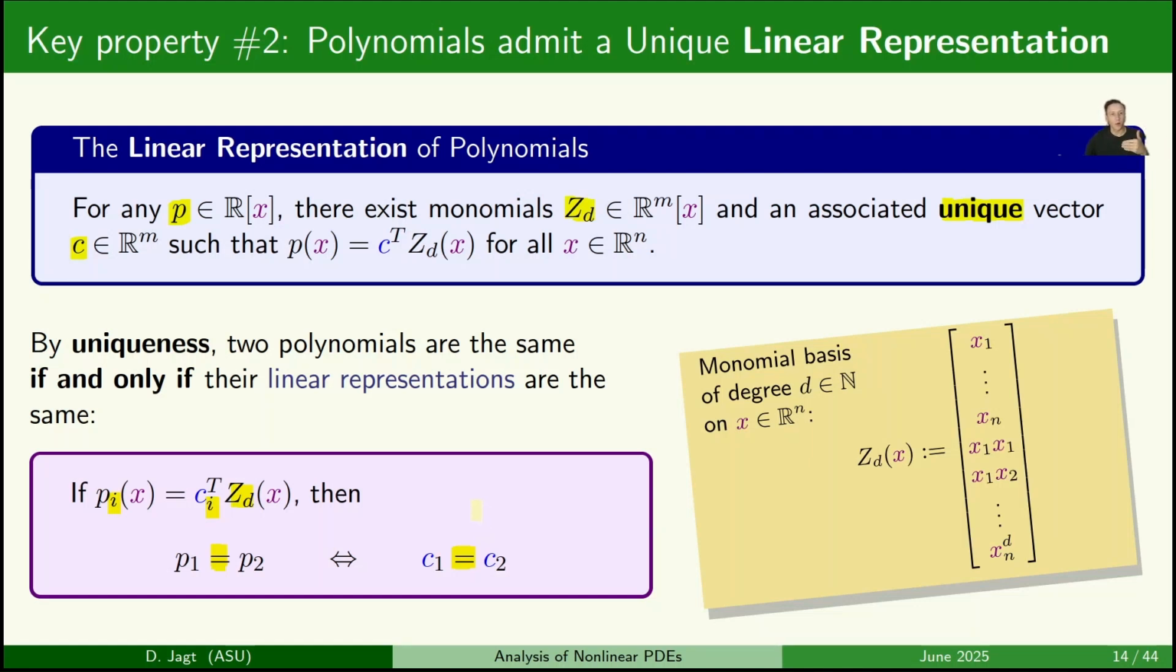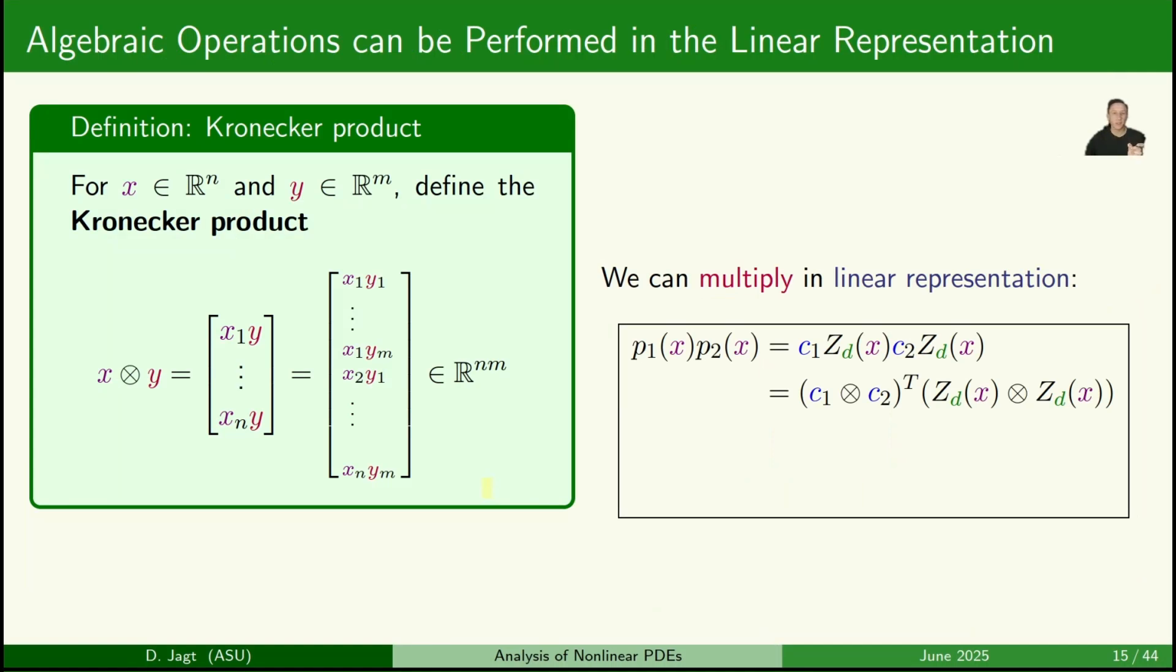And in this representation, we can also perform addition of these polynomials by taking the sum of the associated coefficients. Moreover, we can perform multiplication in the linear representation as well. So in particular, if we have two polynomials, p1 and p2, defined by these coefficients c1 and c2, then the product of these polynomials can be represented in terms of the Kronecker product of their coefficients and the Kronecker product of these monomials, where this Kronecker product of two vectors just includes all combinations of elements of that vector.